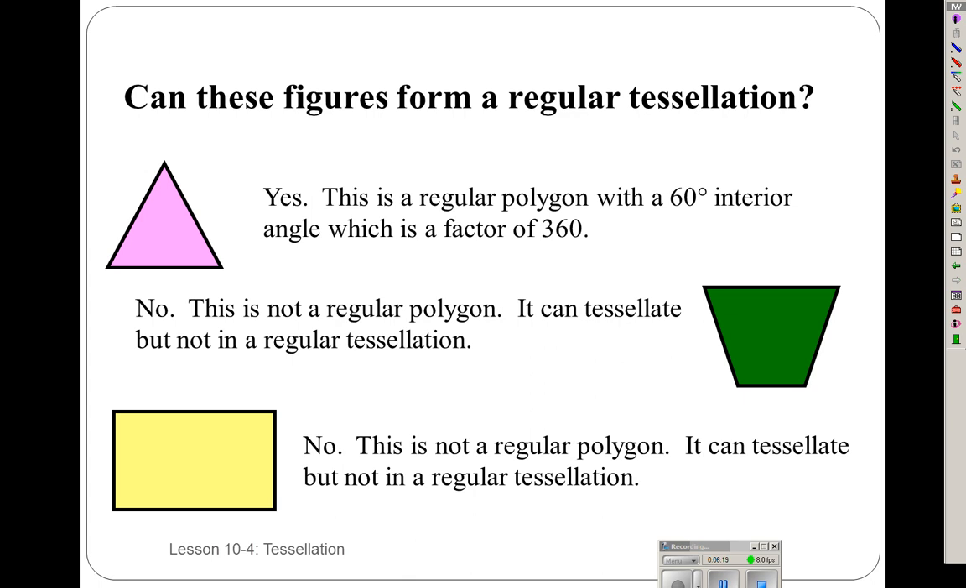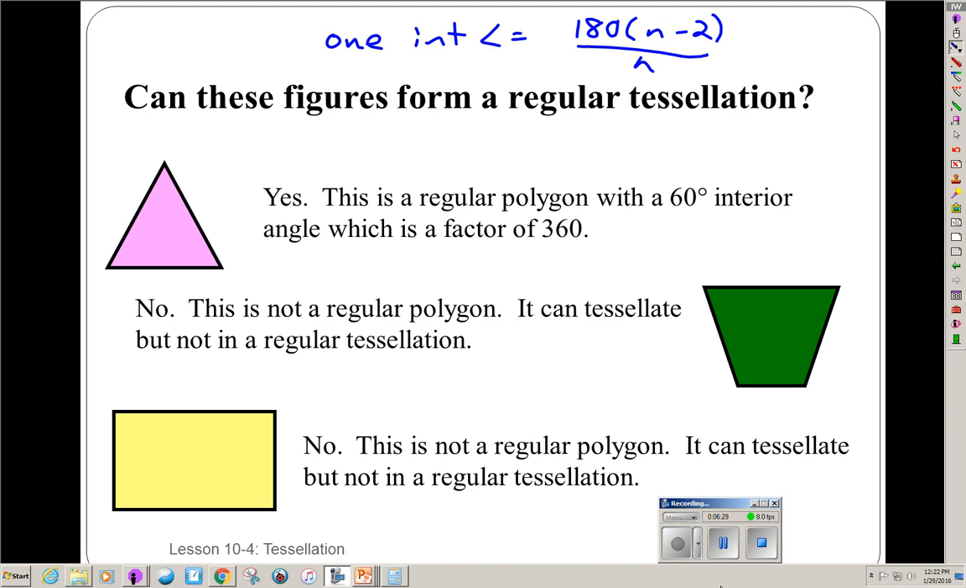Remember, to be a regular tessellation, it has to be a regular polygon, and each interior angle has to be a factor of 360. Remember, to find one interior angle of a regular polygon, do 180 times n minus 2 divided by n. N is the number of sides. If that number is a factor of 360, then it will do a regular tessellation.